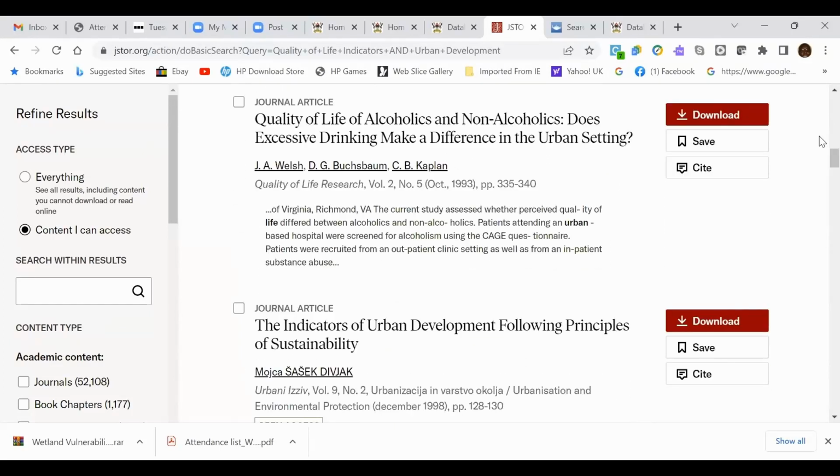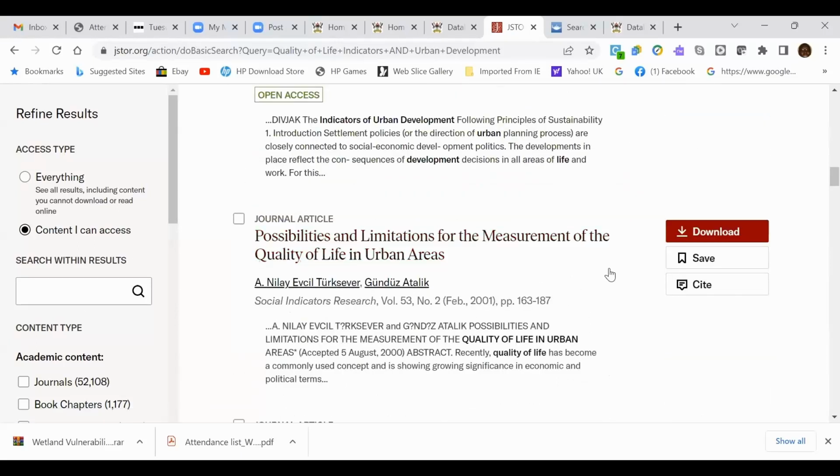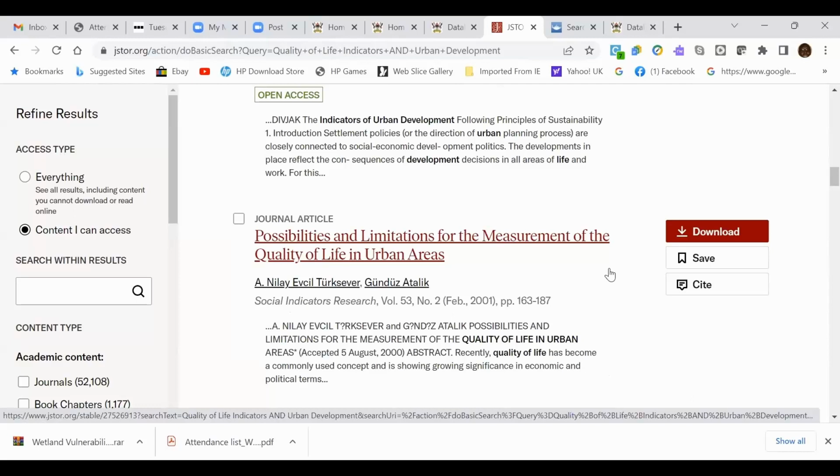And here is quality of life of alcoholics and non-alcoholics. Does excessive drinking make a difference in the urban setting? Who knows the direction you want your research to go? Do you want it to go in that side? Do you want to talk of principles? Here is indicators of urban development following principles of sustainability, possibilities and limitations for the measurements of quality of life in urban areas. So one of the things that you'll discover is that whatever the nature of your research, there's a lot of work which has been done.